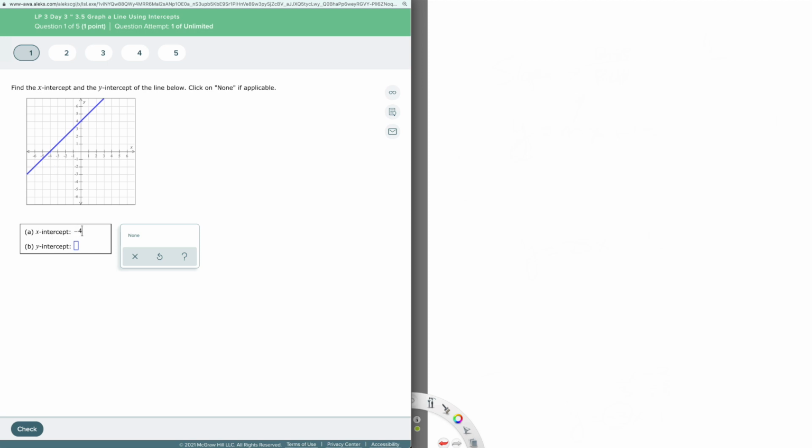And my y-intercept, I'm going to go to the y-axis and just go up here and go, okay, it crosses at 4, so my y-intercept is 4. And that's it. We're just saying, where does it cross? That's the X and the Y-intercept.